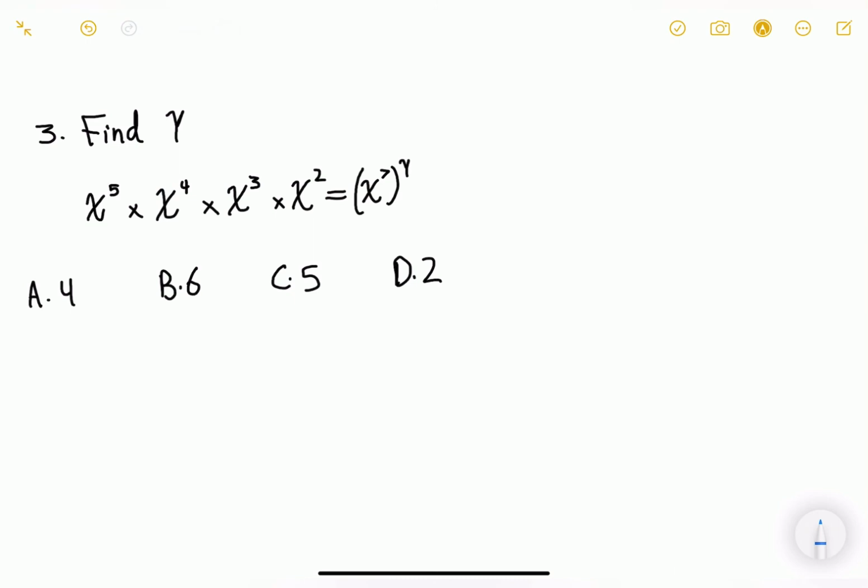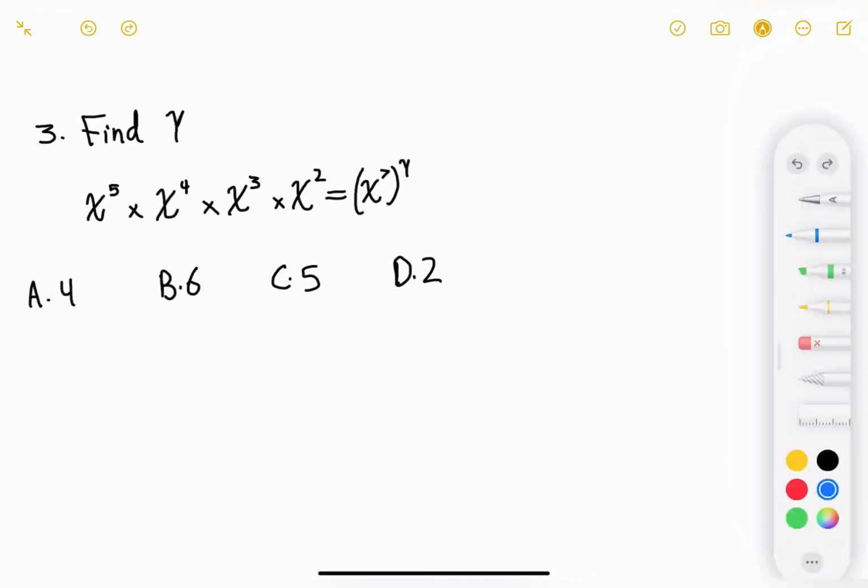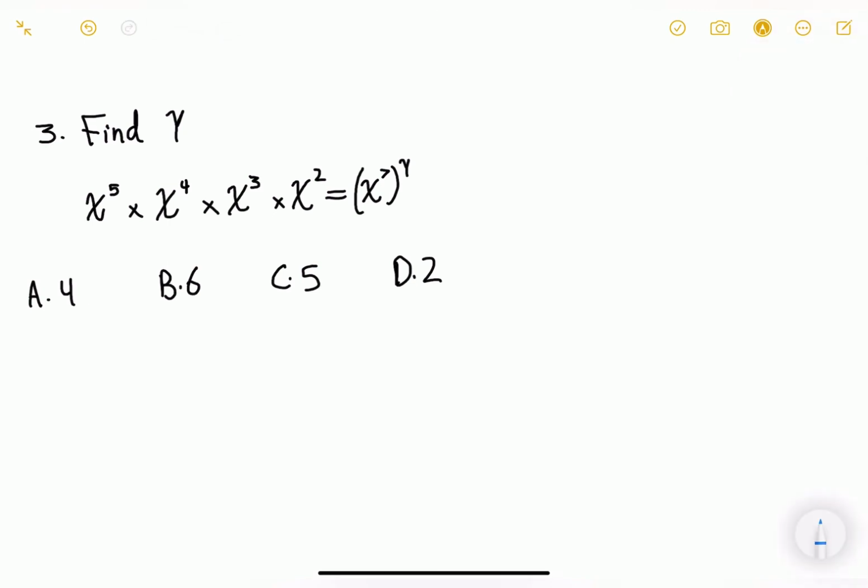And our question is x to the power of 5 times x to the power of 4 times x to the power of 3 times x to the power of 2 equals x to the power of 7, and then with another exponent of y. And we're supposed to find this y, like we're supposed to find what it is. I want you guys to try to recall some basic rules.